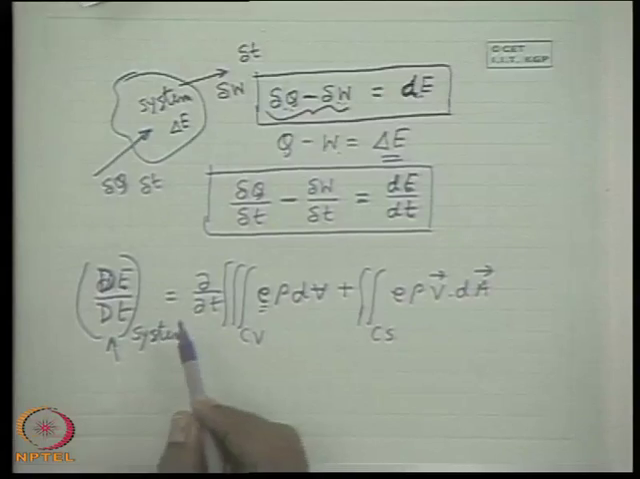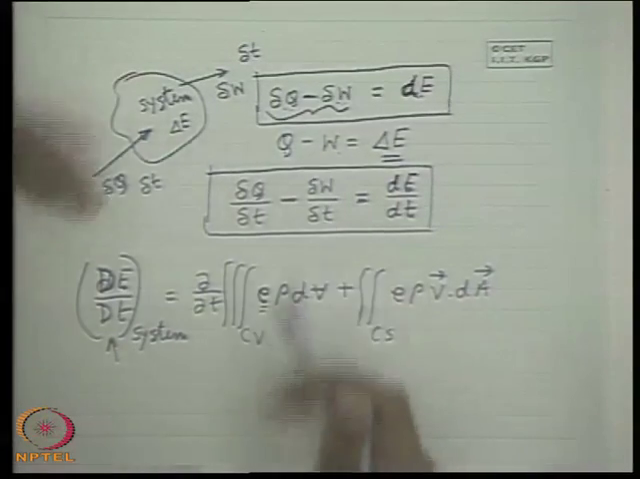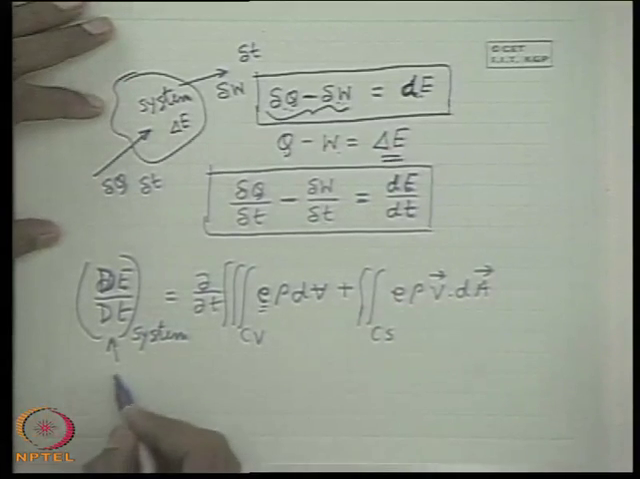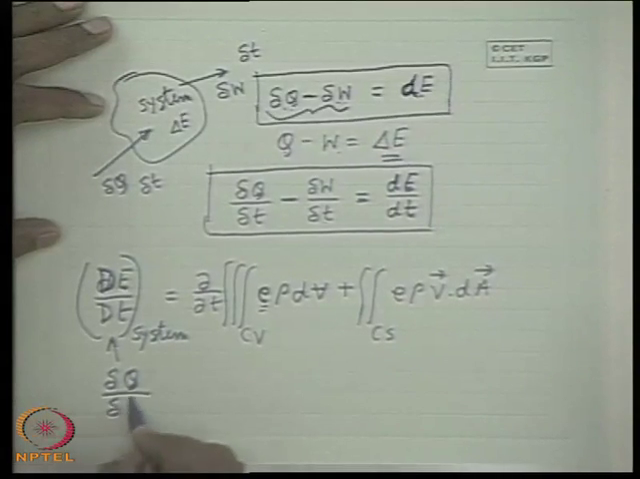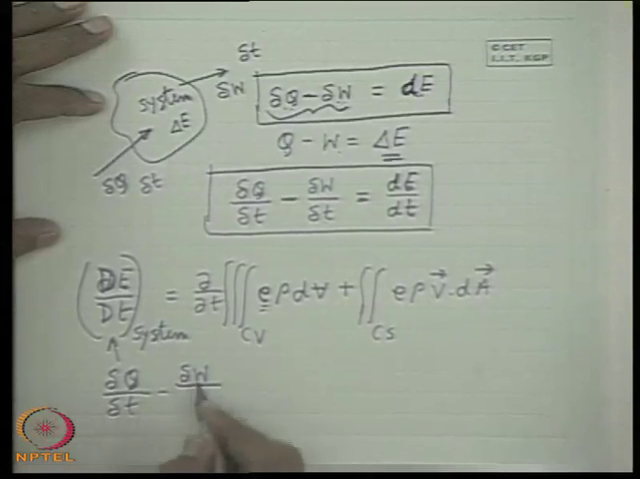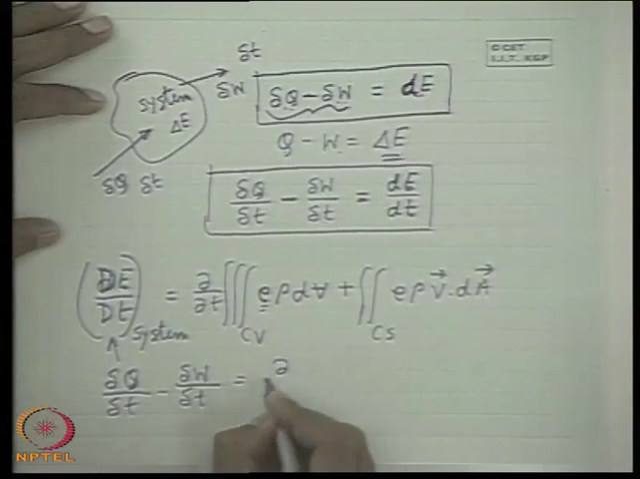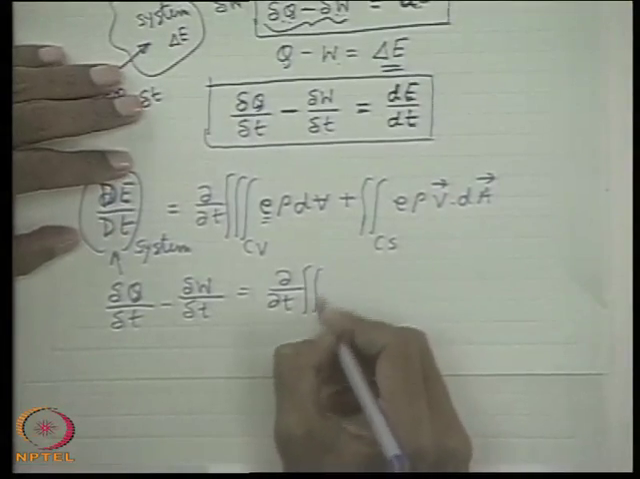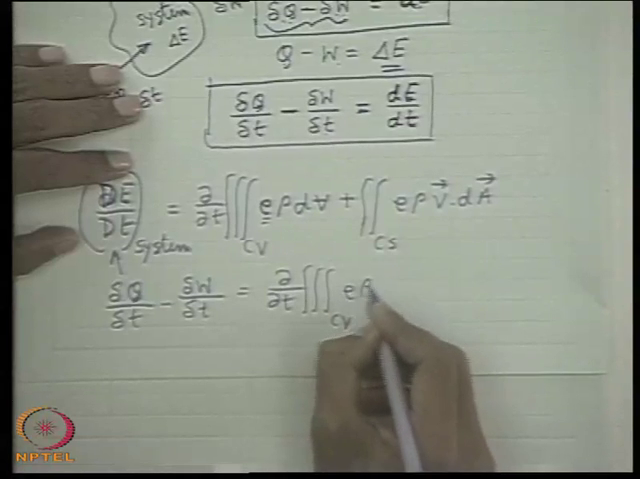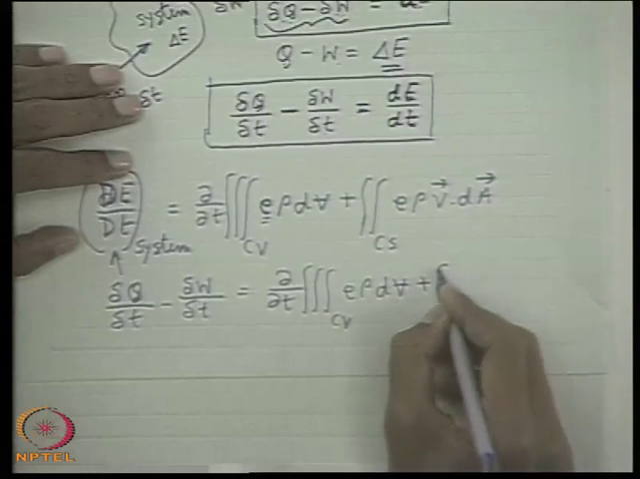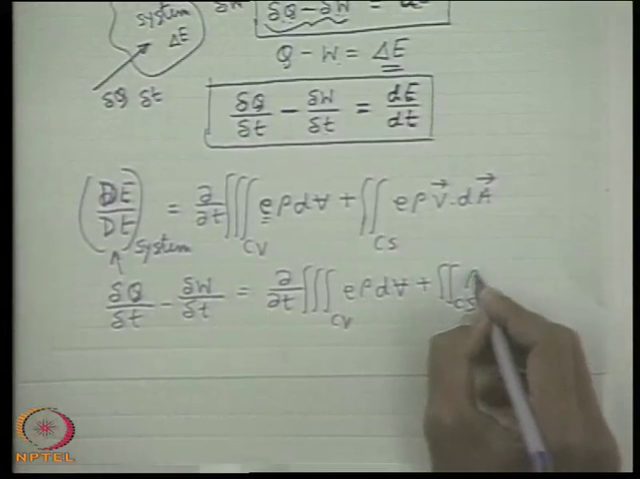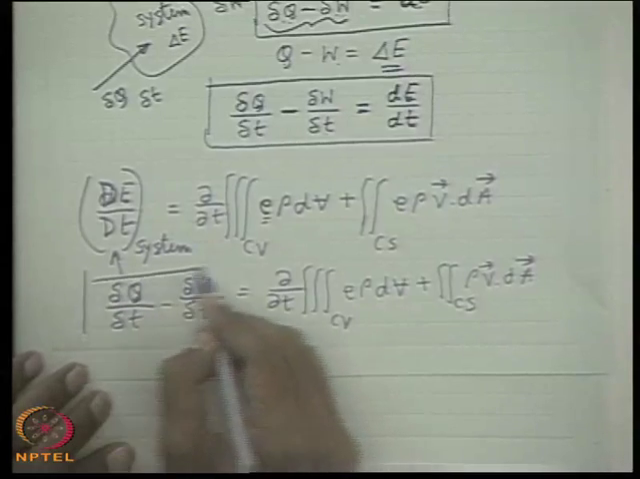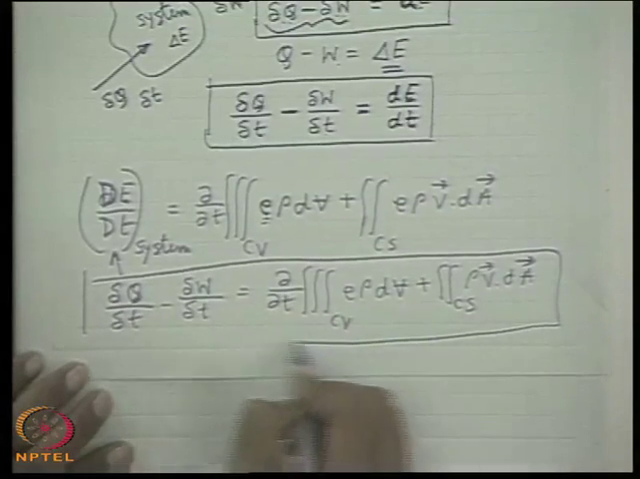Open it, because what we have learned first. So, you see my way of approach. First, we see what we have learned for any conservation law with respect to a system, then using the Reynolds transport theorem, this is replaced by δQ/δt minus δW/δt is equal to ∂/∂t of ∫CV e ρ dV plus ∫CS e ρ V·dA. Well, so this is precisely then the conservation of energy applied to a control volume.